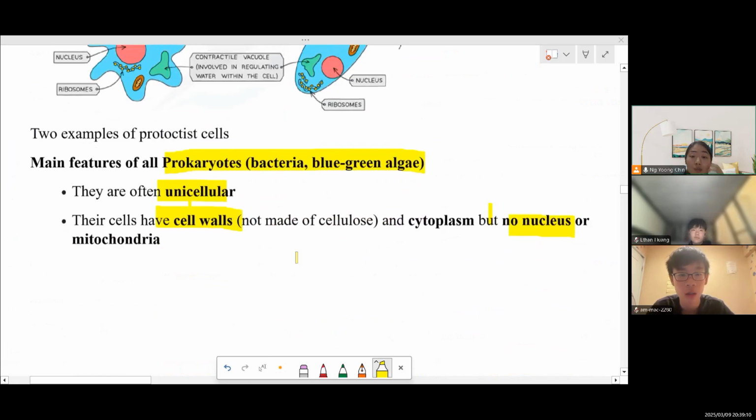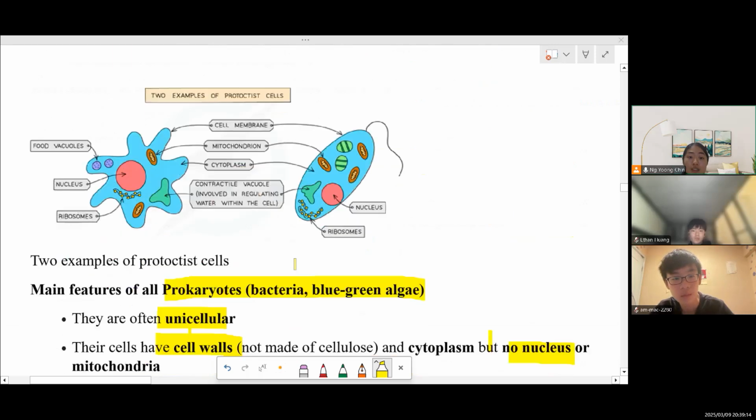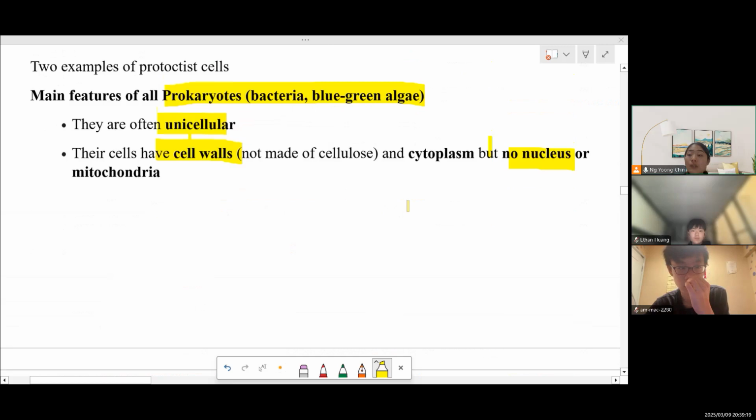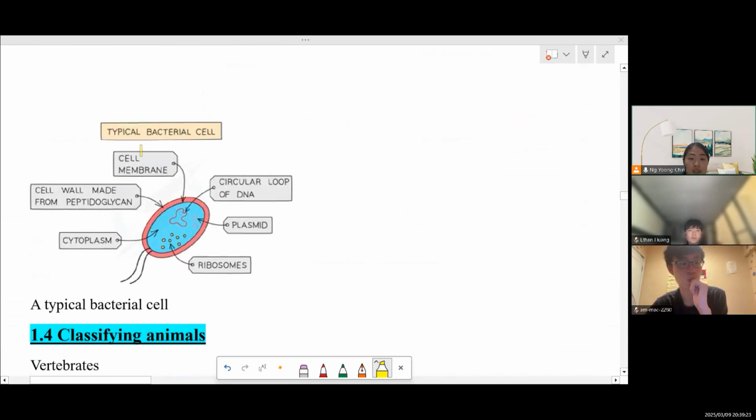Okay, so later we will do some questions, and then you will know how to answer them. So prokaryotes are unicellular. They have a cell wall, but they don't have a nucleus. Yeah, so this is it. So usually the bacterial cells are prokaryotes. So this is their appearance. Okay, very simple structure inside. Inside is just like this.